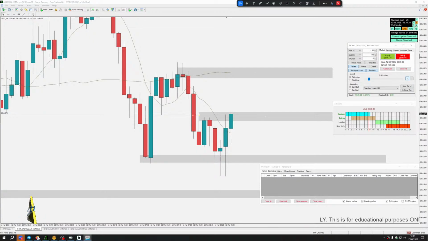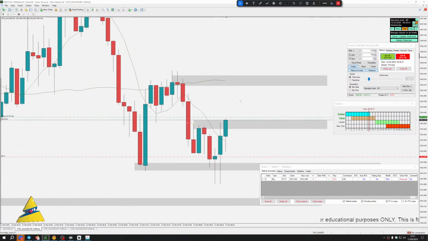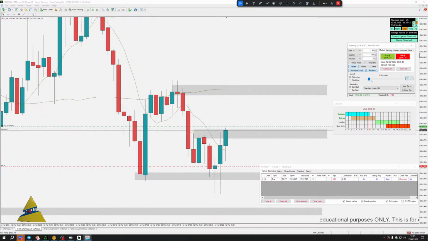But I want to see it re-break its highs. Okay, it re-broke its highs, so I'm going to take a buy here. My stop loss is within the range.